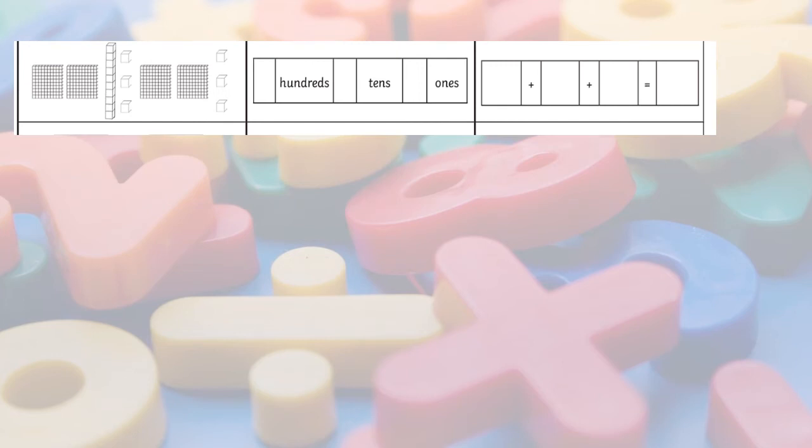Let's look at my next example. Again, we have the diagrams on the left-hand side, the numeral expanders in the middle, and the addition algorithm over on the right-hand side. But this time, it isn't done for us. So let's work our way through it.